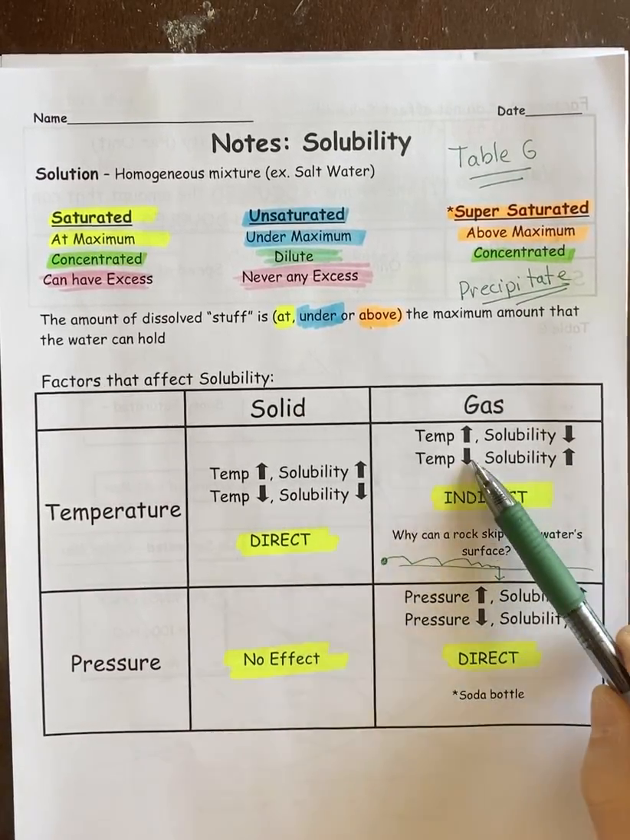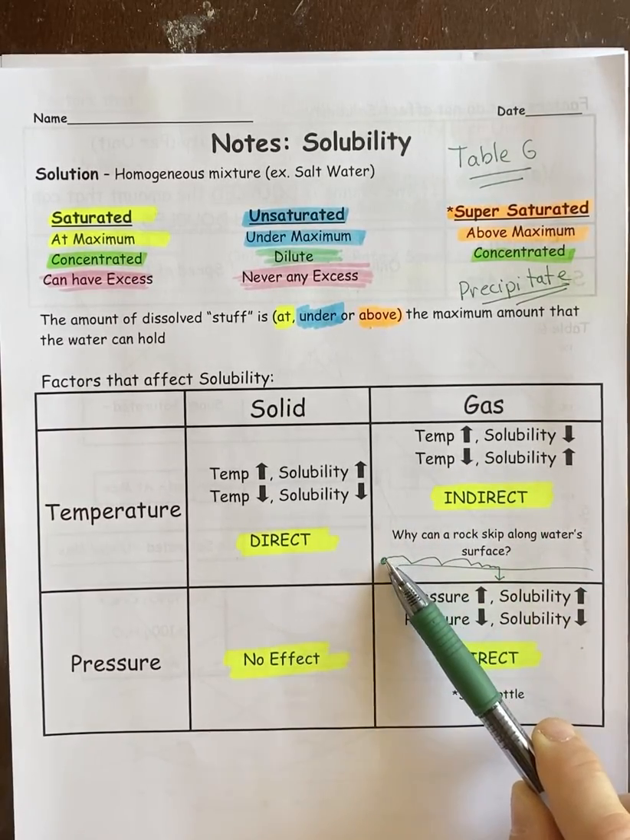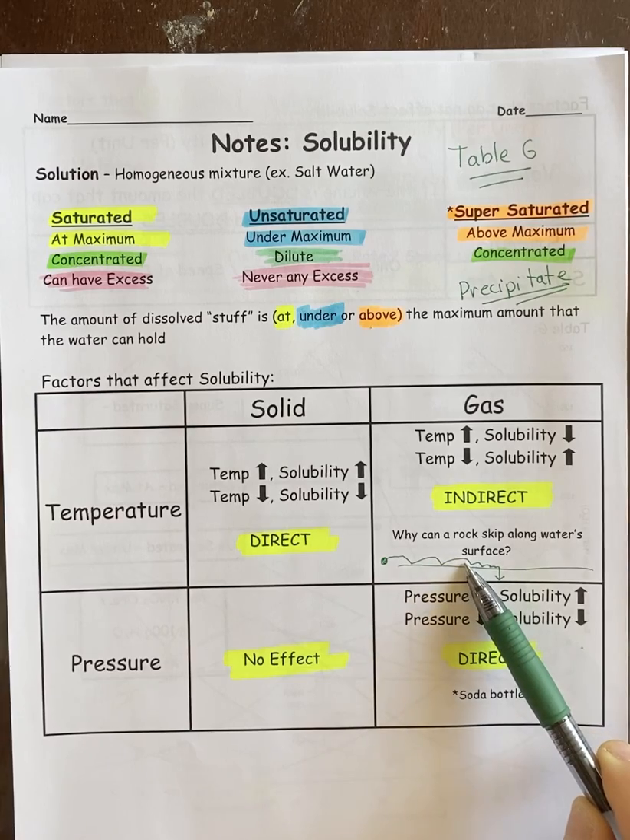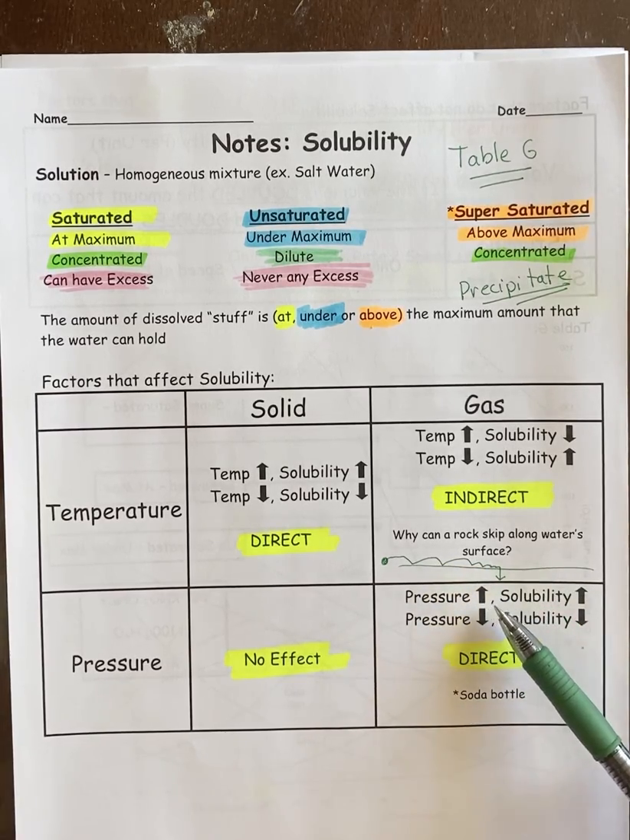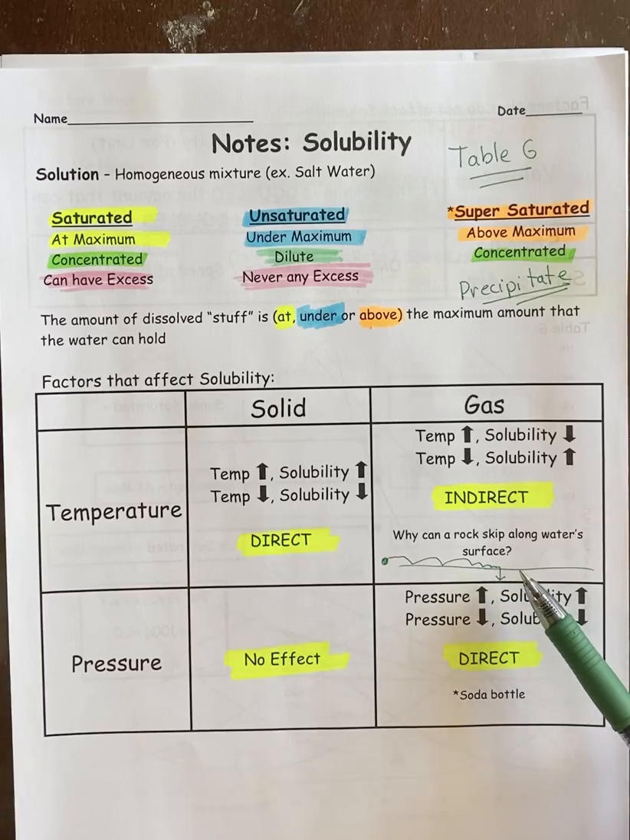And the reason is simple. By decreasing the temperature, we slow down the gas molecules, and if we slow them down enough, just like the rock skipping along the surface, eventually it slows down enough, and then it goes into the water. That's essentially the same exact thing that happens with gas molecules. That's why they have an indirect relationship.